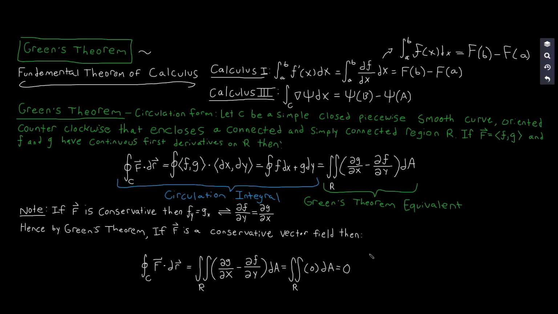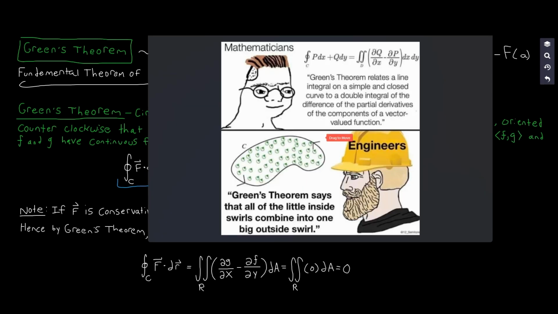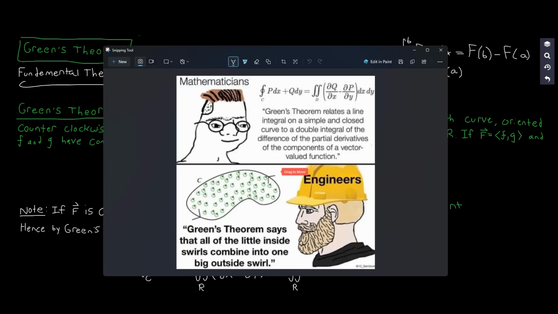So I think now is a good time for a mathematical meme that I stole from Google. It's a mathematician, and he shows the expression, and he goes, so Green's theorem relates a line integral on a simple and closed curve to a double integral of the difference of the partial derivatives of the components of a vector valued function. And that drag to move is not supposed to be there, but whatever, it's a screenshot.